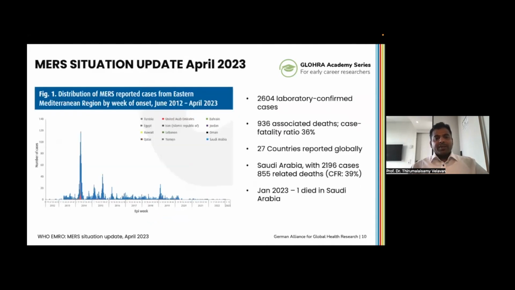And if you look at the MERS situation update in 2023, which is the recent report from last week, we have 2,604 laboratory confirmed cases with 36% case fatality rate, which means 936 deaths. And the last death due to MERS-CoV occurred in 2023 in Saudi Arabia.